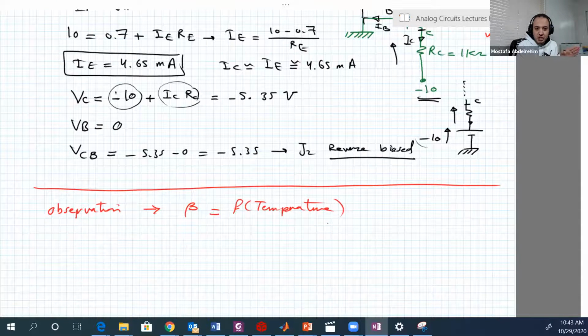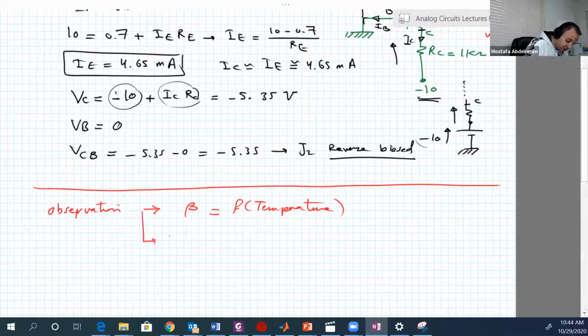And that's very dangerous because for some applications, we must be in the active region, for example amplification. If your operating point goes into saturation, there will be no amplification. You will see nothing on the output, as we will see next week when we take amplification in detail. So this circuit is immune to beta.